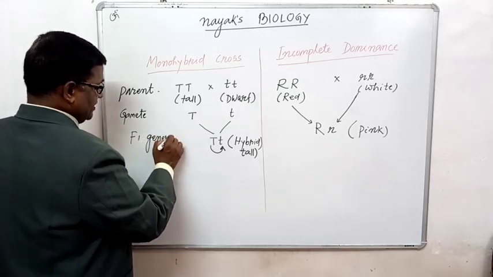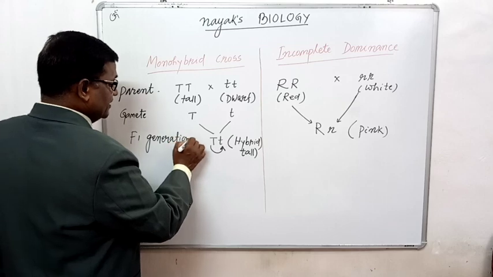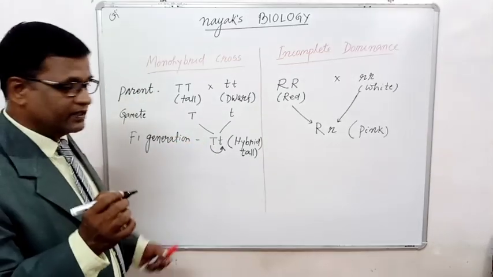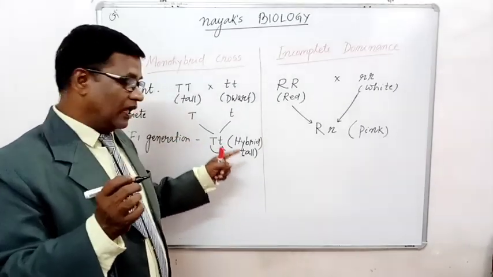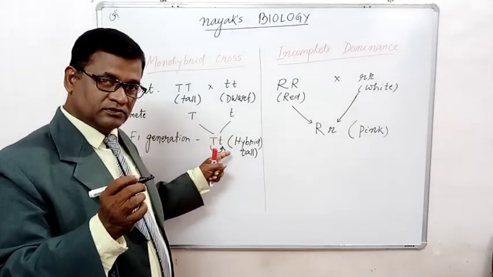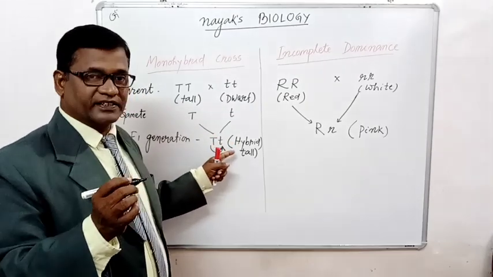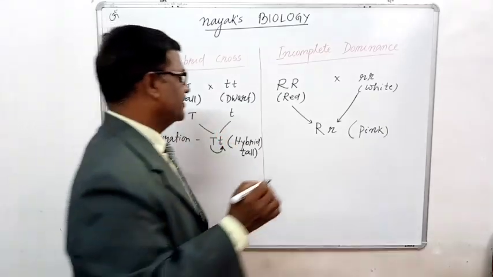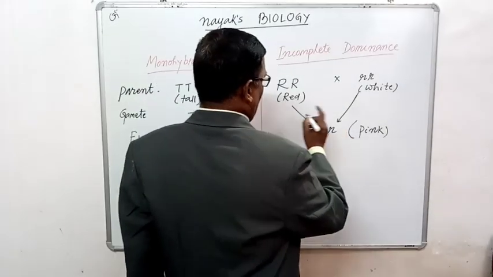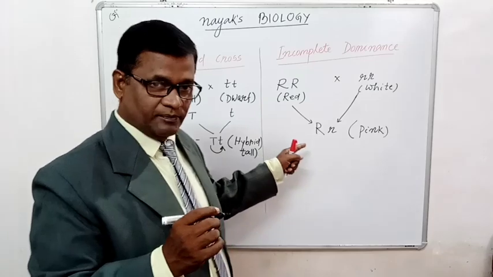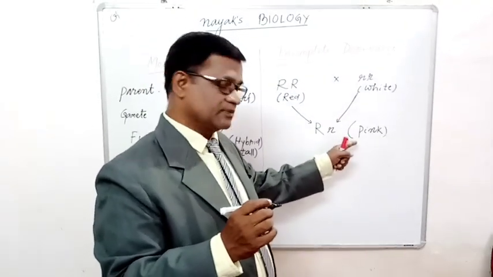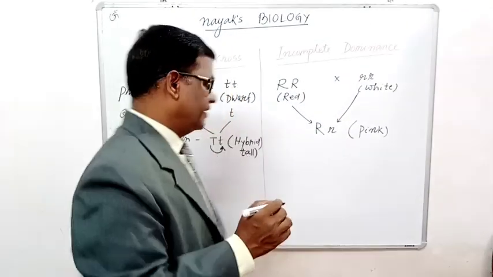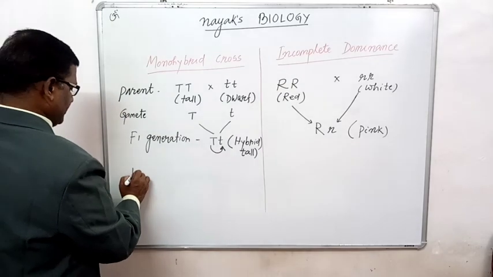In the F1 generation of a monohybrid cross, we have the hybrid tall; although it contains the small recessive gene, the dominant character is expressed. In incomplete dominance, in the F1 generation, red is unable to dominate, and that's why it has become the pink color. Now we will see the F2 generation.